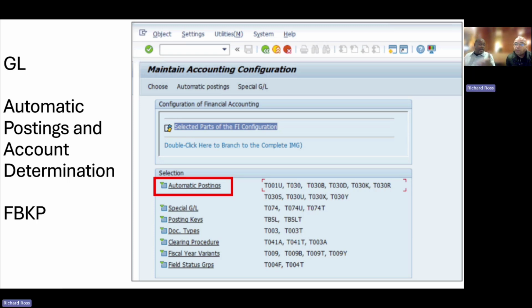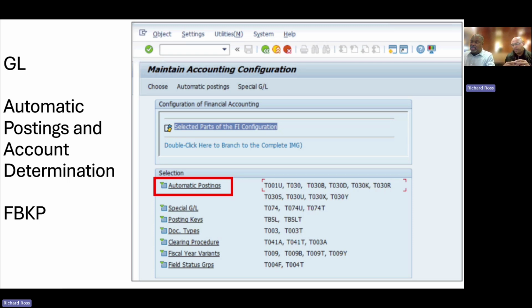So now, what's a special GL? Special GL indicators are listed, like 5 or 6 of them. Now what's their main purpose? It's an alternative: don't use the regular GL, use this one instead.